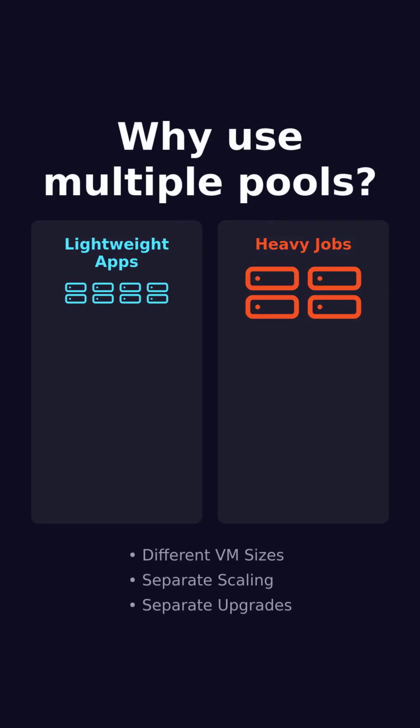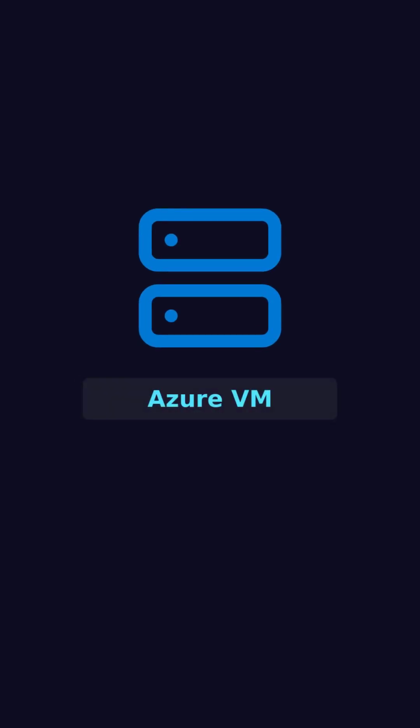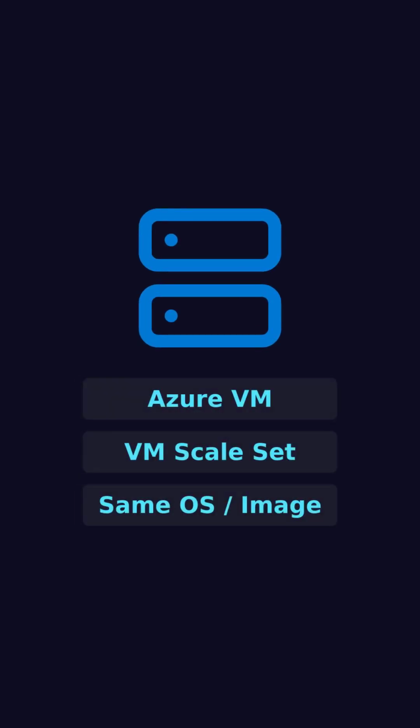Now, what's inside a node pool? First, the most visible part, the nodes themselves. In AKS, each node is an Azure virtual machine, typically created from a VM scale set. All nodes in the same pool share the same VM size, operating system type, and base image version, so they behave consistently. Second, the node configuration and metadata.